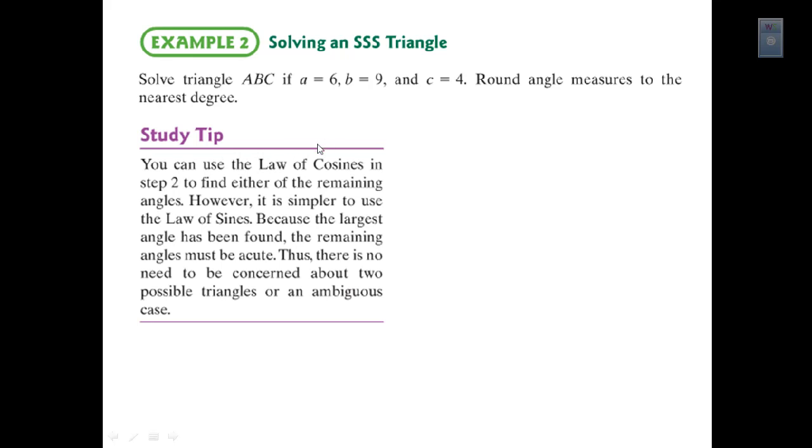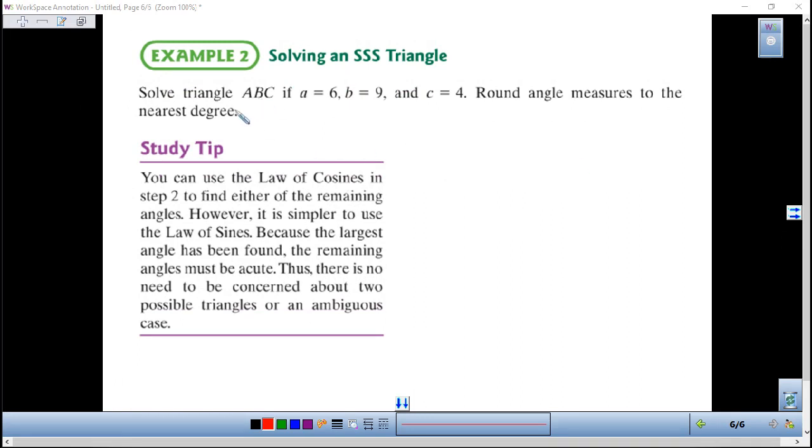Now, also, it said to use the law of sines. You can use the law of cosines multiple times to find all these angles if you want to. But generally, the law of sines is a little easier, so that's why we say that. All right, so solve triangle ABC if A equals 6, B equals 9, and C equals 4. Round angle measures to the nearest degree.